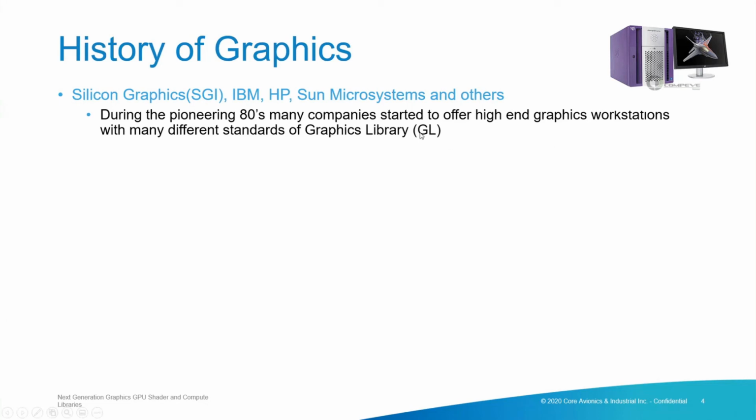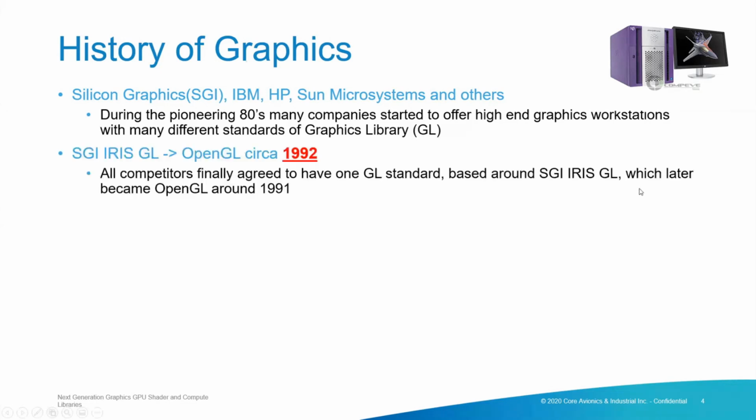This was very expensive and very competitive for these companies to make ends meet, and in the end they decided it was probably best to have one graphics library standard. They used the Silicon Graphics Iris GL library, which became OpenGL around 1992, though it had a few years to settle down before the standard was ratified. And it wasn't until, I think, 1994 that Khronos took it over to make it an open standard.